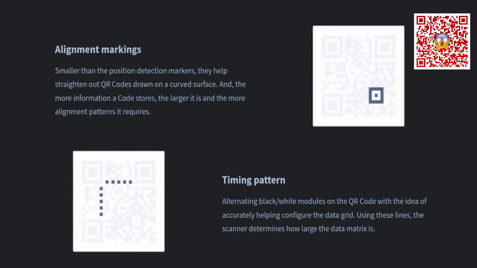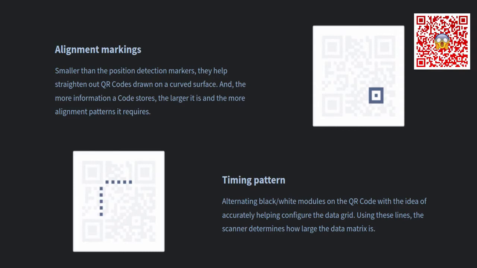Alignment markings. Smaller than the position detection markers, they help straighten out a QR code drawn on a curved surface, and the more information a code stores, the larger it is and the more alignment patterns it requires.